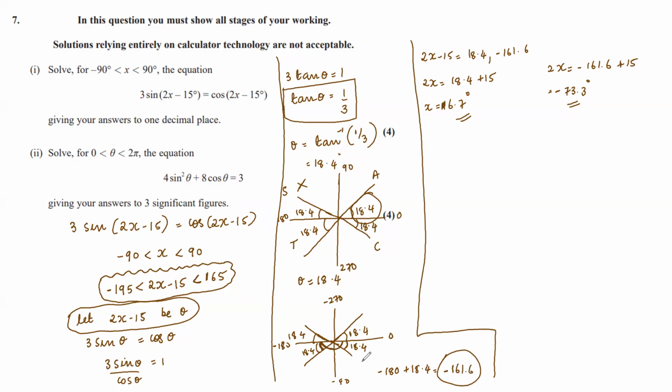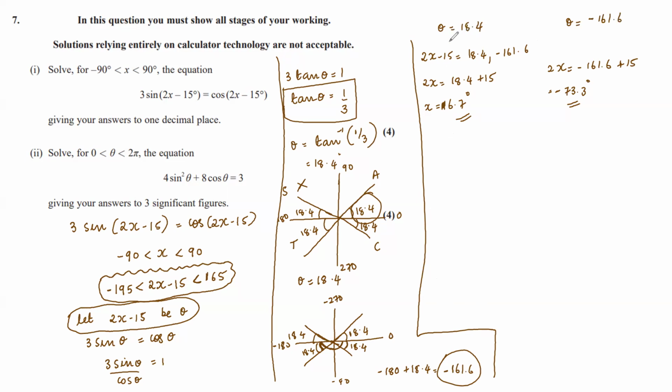We don't consider the fourth quadrant here. The reason is that tan is negative in the fourth quadrant. And those were the values for theta. Theta was 18.4 and theta, we got it as minus 161.6.